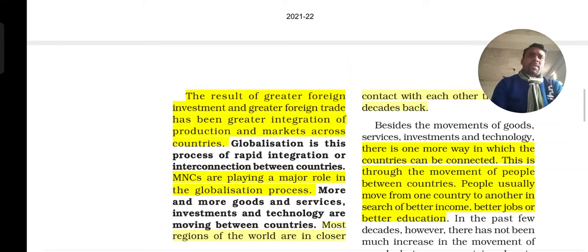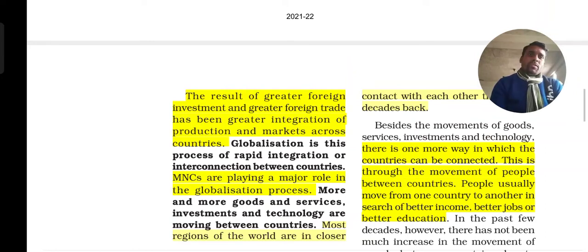Foreign investment is made by the MNCs, and because of that a huge amount of goods is produced, and from there foreign trade takes place. Because of this foreign trade, different markets are created all over the world. We find different markets in different countries. So the integration and interconnection created between the countries is nothing but globalization. MNCs are playing a major role in the globalization process.